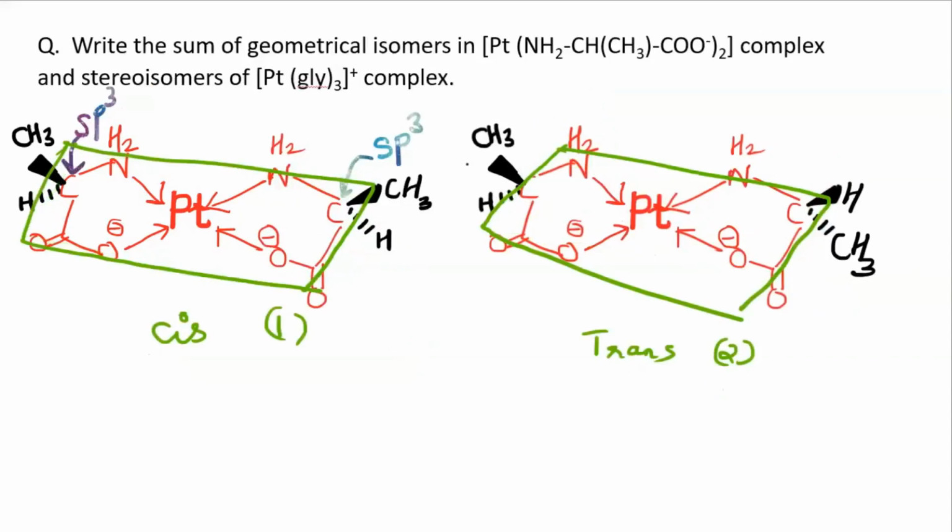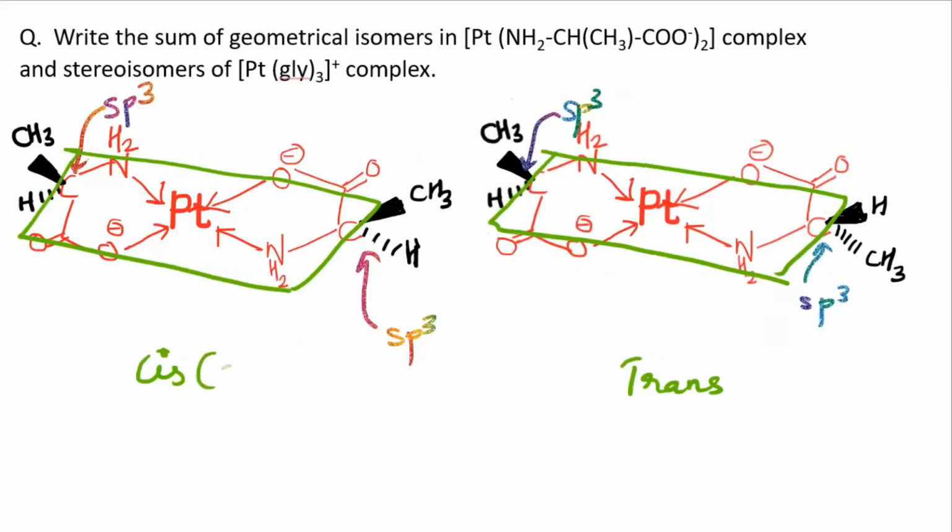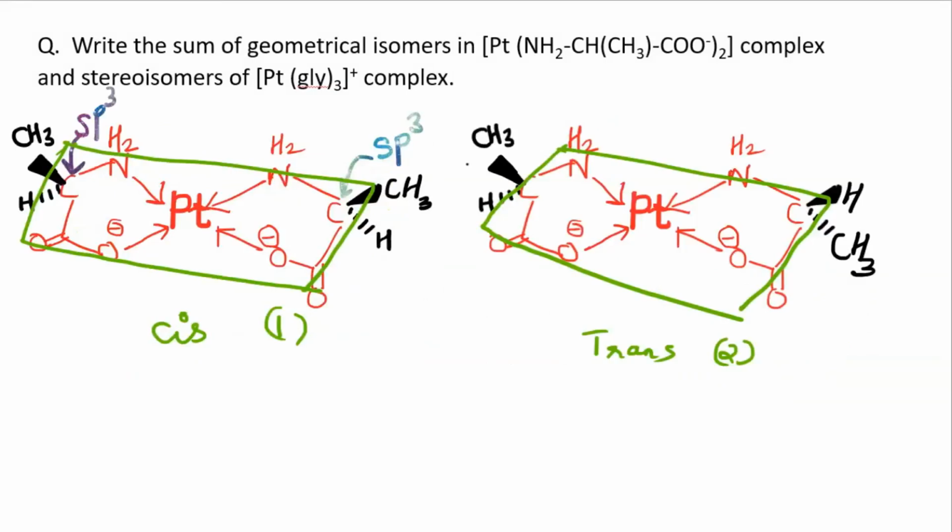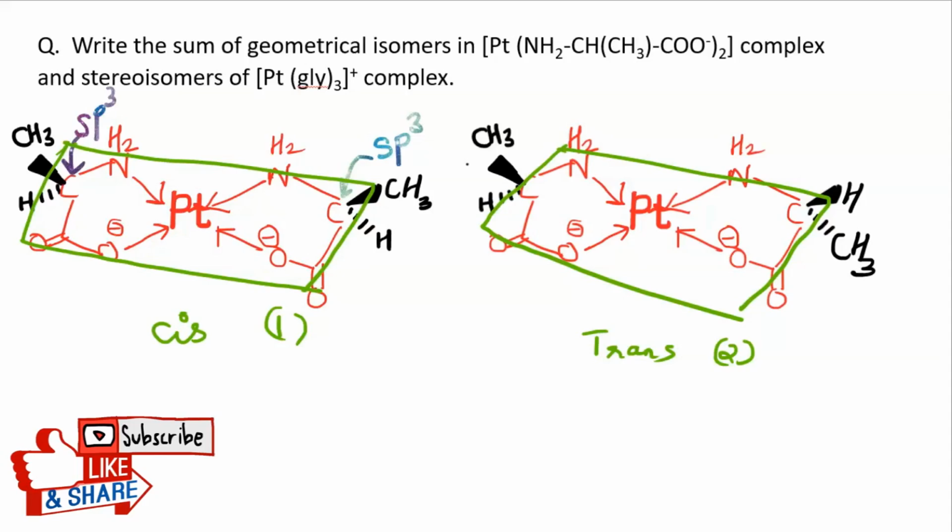From the previous case we have got 1, 2, now we have got 3, 4. So in total, we have got 4 geometrical isomers for this particular complex. How did we make them? I will just revise once again. First I made NH2 and O minus 180 degrees opposite to each other, and with respect to the CH3-connected carbons, we made 2 different configurations: CH3 and CH3 on the same side, and CH3 and CH3 on the opposite side.